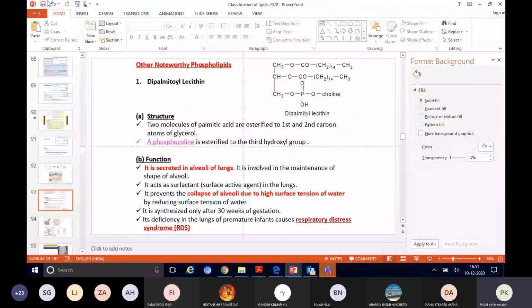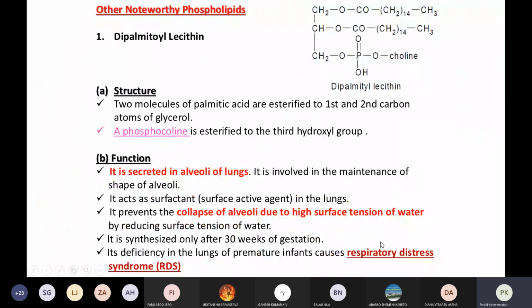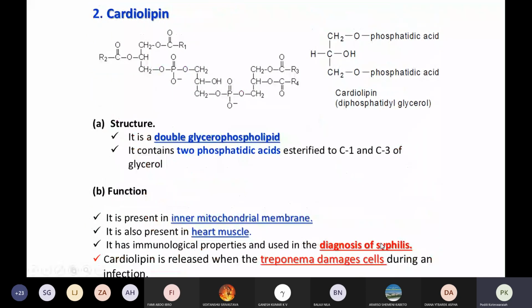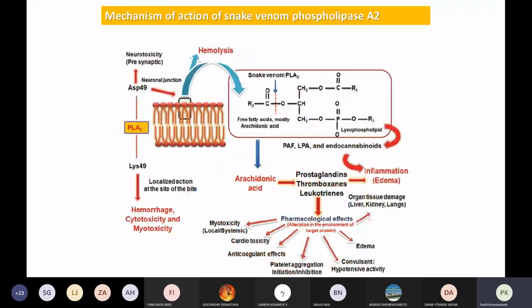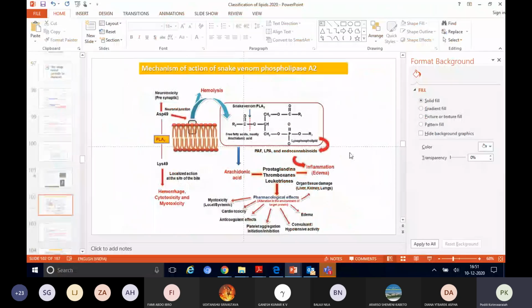In addition to these phospholipids, we have some other noteworthy phospholipids, and these noteworthy phospholipids are the dipalmitoyllecithin, cardiolipin, lysophospholipase, as well as the plasmalogens. So these we will discuss in the next class.